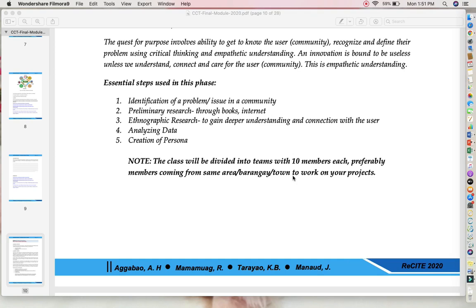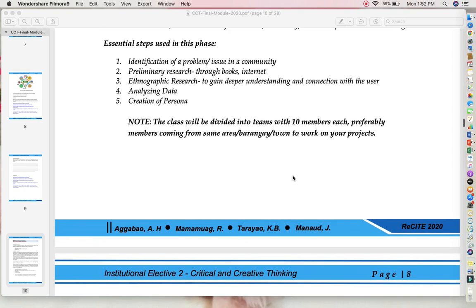You note, class, that your class will be divided into teams with 10 members each. This is done supposedly if we are face-to-face. Unfortunately, we are not face-to-face, so you are divided into teams wherein the teams consist of members who belong to the same community or nearby barangay.